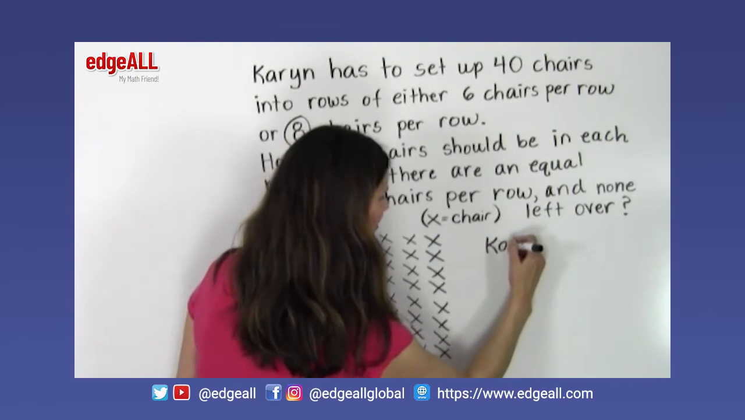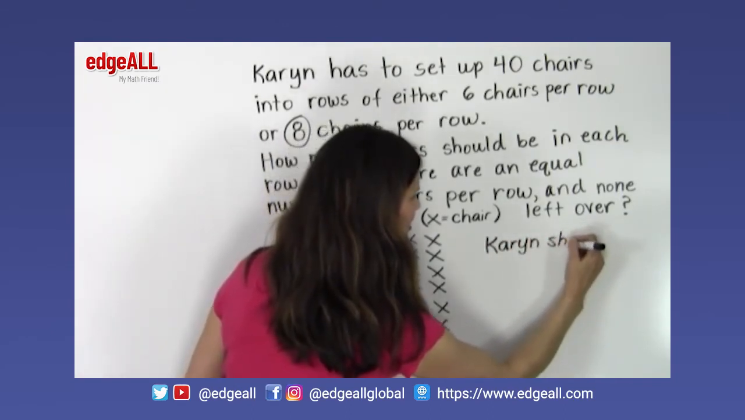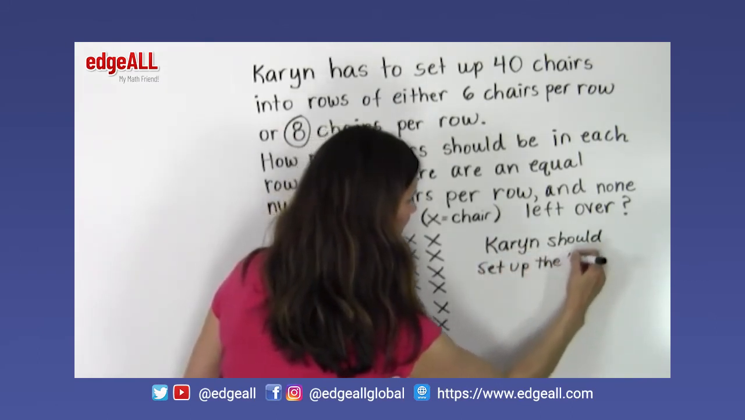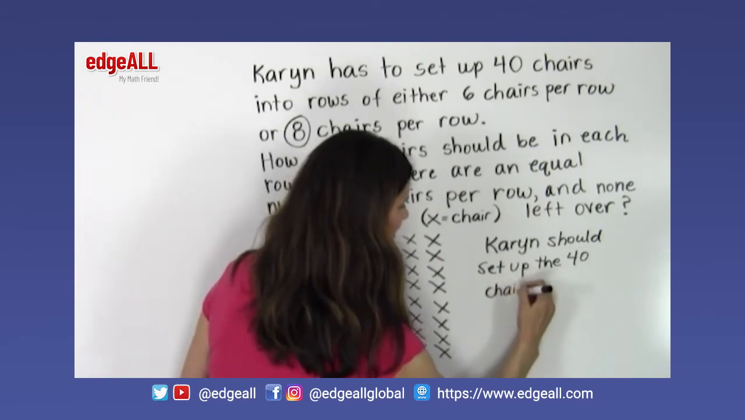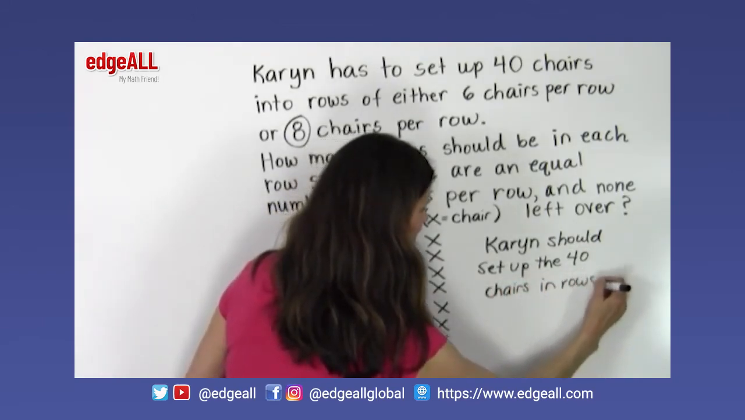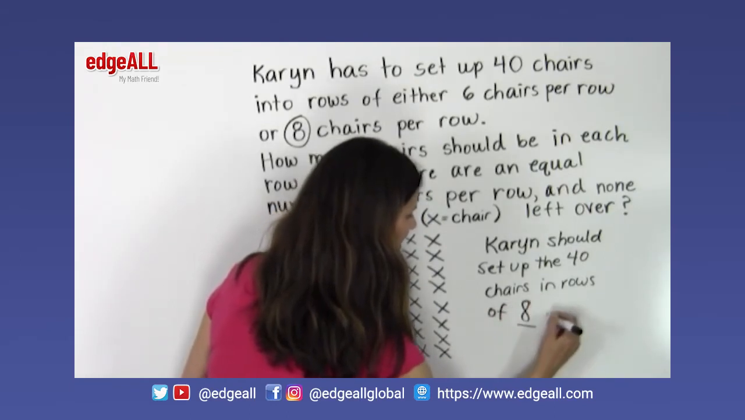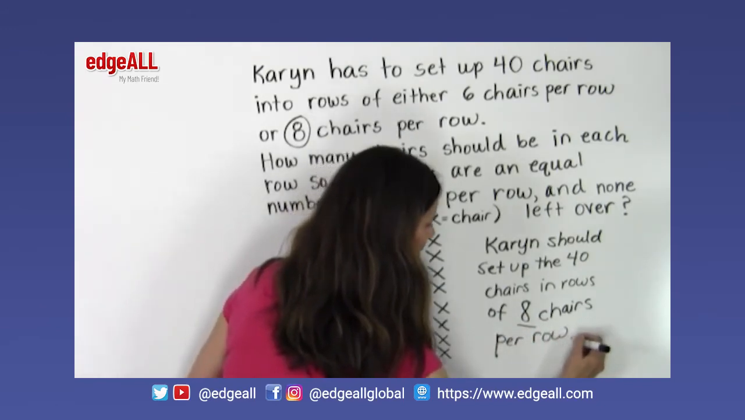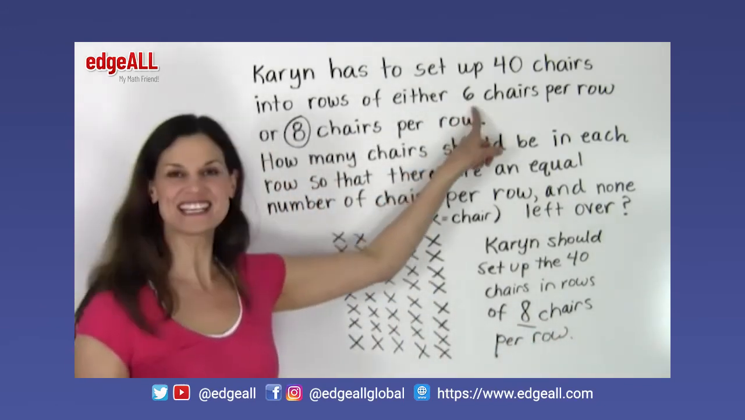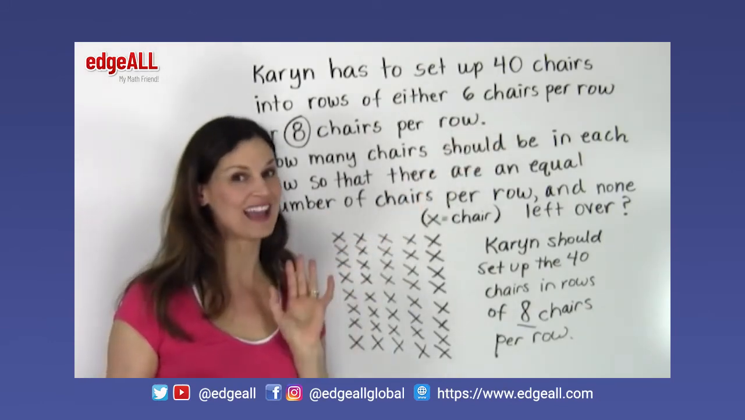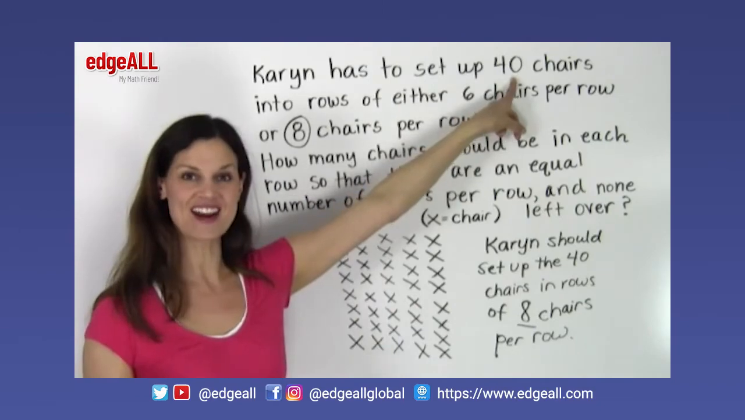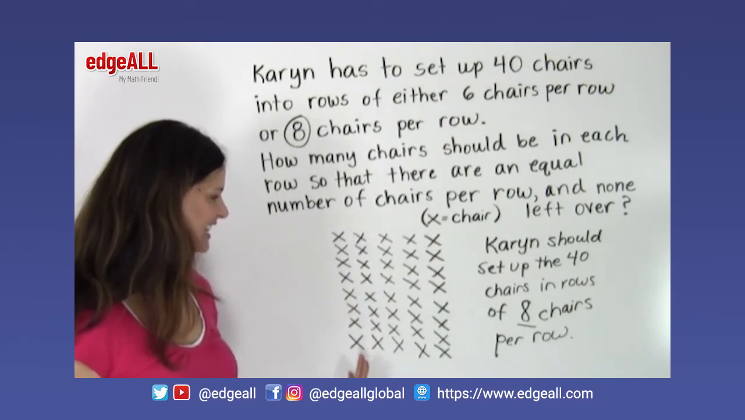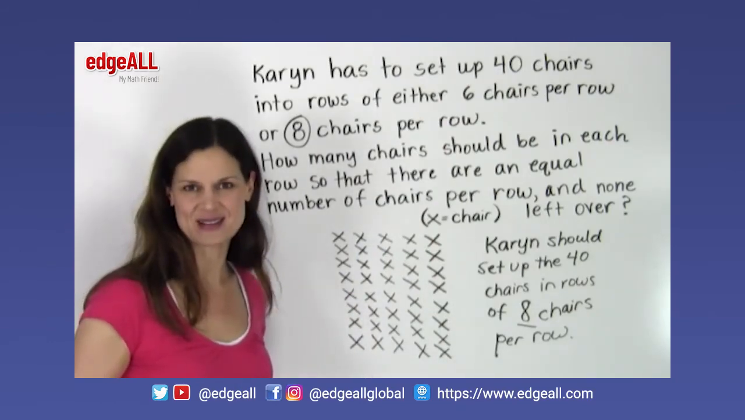So our answer to our problem is that Karen should set up the 40 chairs in rows of 8 chairs per row. She doesn't want to set them up in 6 chairs per row because then she would have those 4 leftovers. But if she sets up her 40 chairs in 8 chairs per row, she will get 5 exactly equal rows of 8 chairs per row.